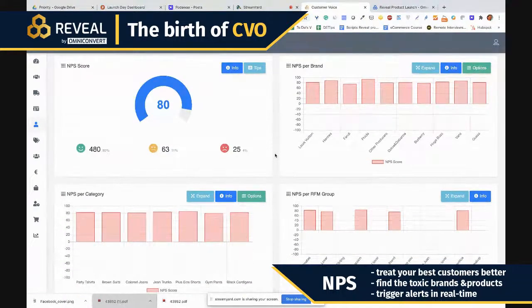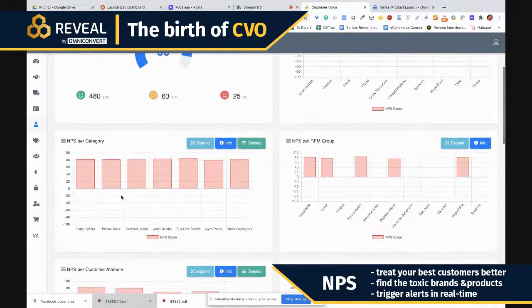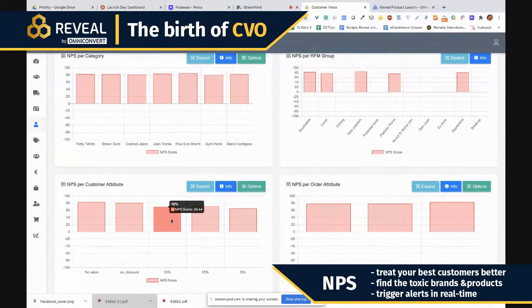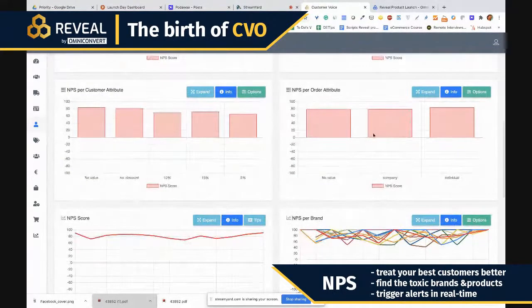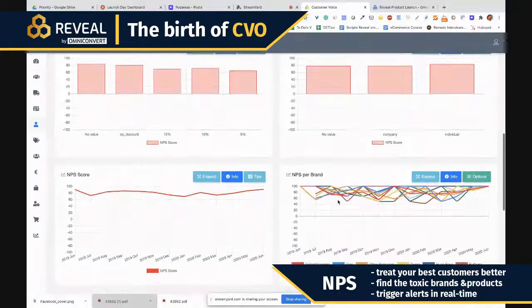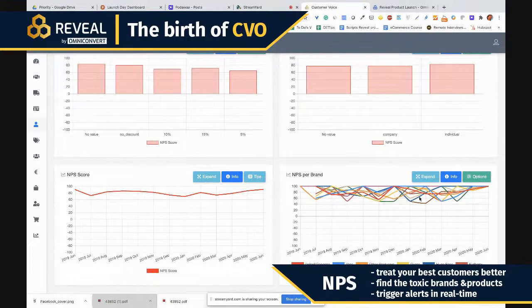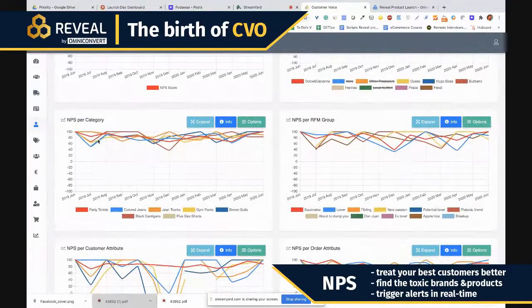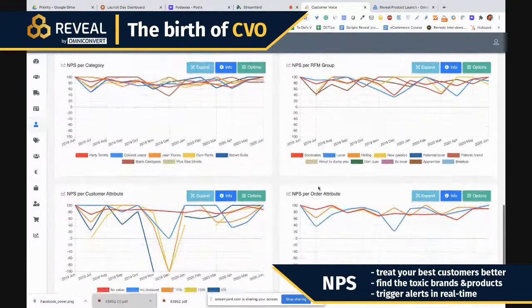But not only will you be able to see the NPS pre and post delivery, but also the NPS at the brand level, at the category level, and at any customer attribute level. Like, is the NPS higher if they are getting a discount, or is the NPS higher if they are buying as an individual or as a company? By using this kind of insight, you'll be able to track the trends of the NPS throughout time. Like, this is the average NPS, and this is the NPS at the level of any brand that you have in your portfolio. The same happens with the NPS by category, by RFM group, and by order attribute.